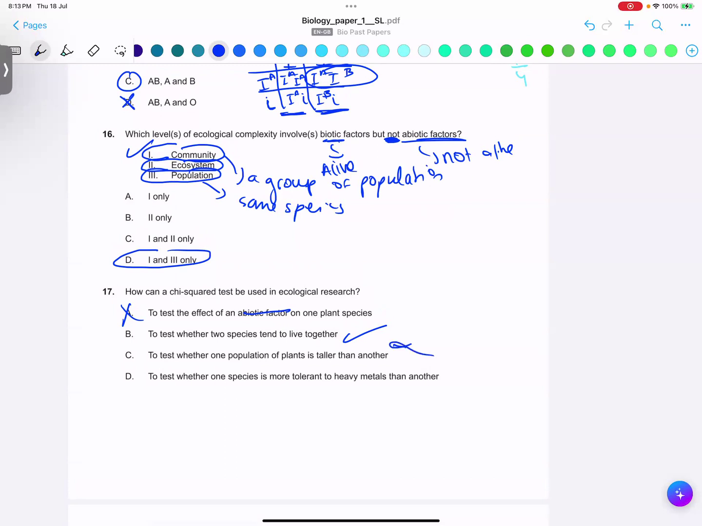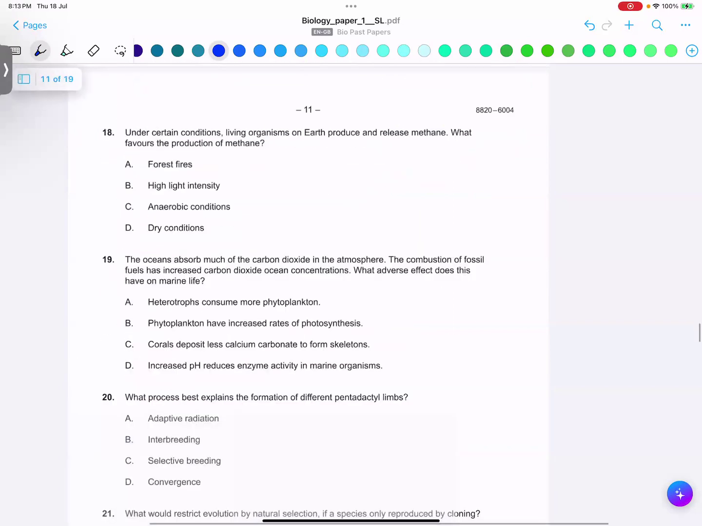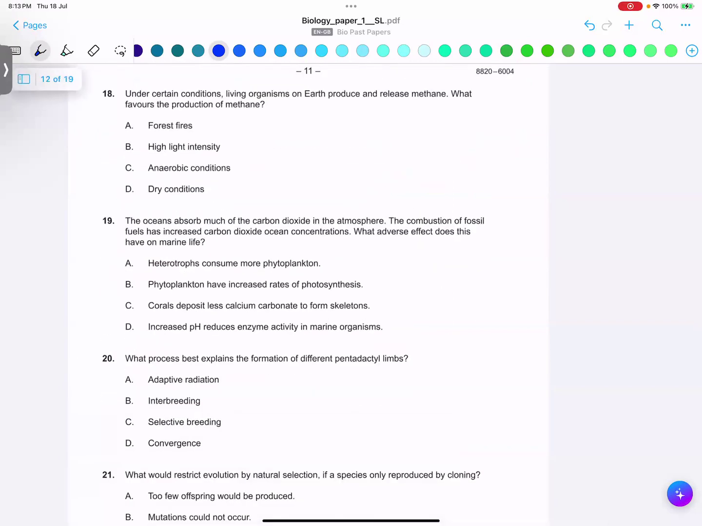This is false. To test whether one species is more tolerant to heavy metals than the other, this is also not true. This has nothing to do with heavy metals. No, it just tests how they live together because it just does basic measurements, like calculations. We're not going to get into that because this will take a lot of time, but it is B. That's our answer.